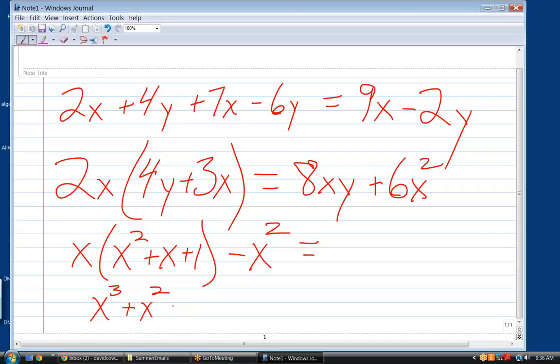Next. Plus x squared. What's x times 1? X. And then minus x squared. In other words, all we did was get rid of the parentheses. And now let's simplify.